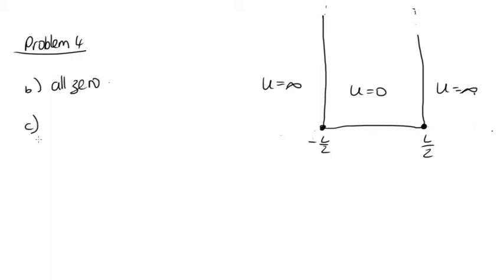And then we're asked for what's the value of the integral from minus L on 2 to L on 2 of psi of x squared dx. Now this is the probability that the particle is inside the box. We know the particle is in the box, so that tells us that the probability of this happening is 1. So the value for this is 1.